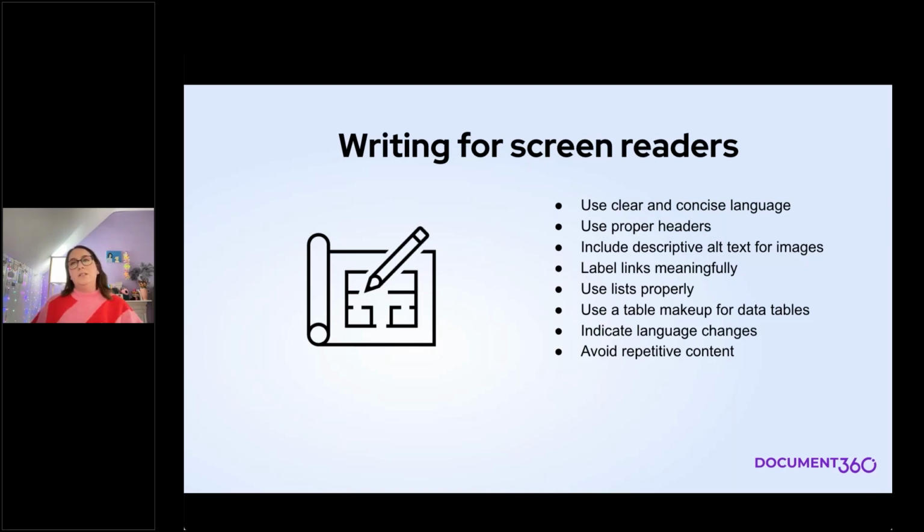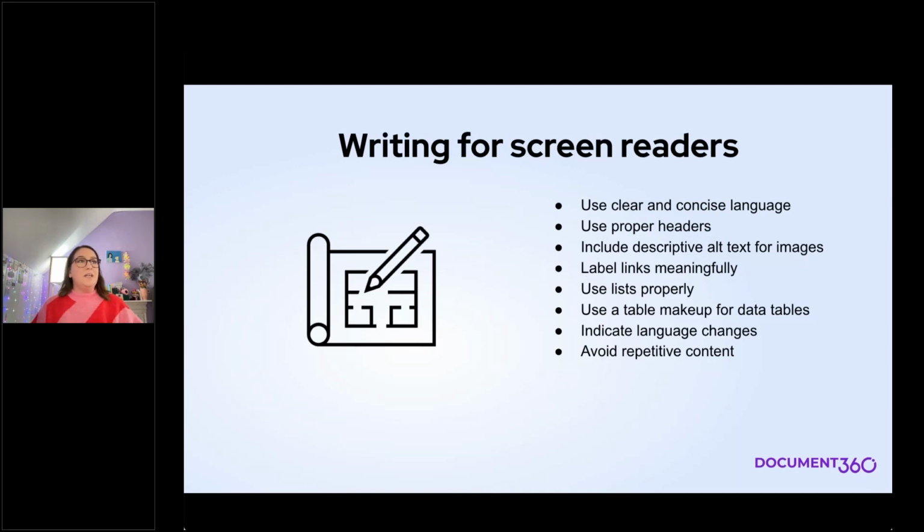Next, we have use table markup for data tables. I've just also noticed there's a typo on my slide, which is also hilarious to see. Anyway, so use table markup on your tables. And again, just make sure that you're using the correct HTML to help screen readers interpret the structure of the table and provide context to users.